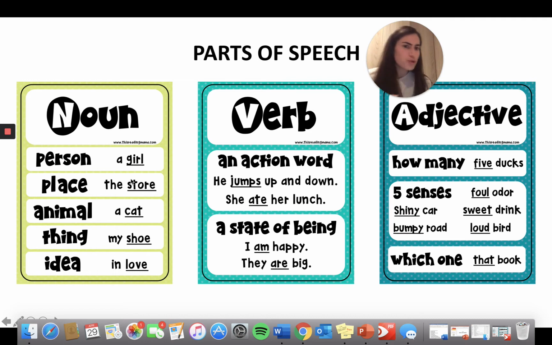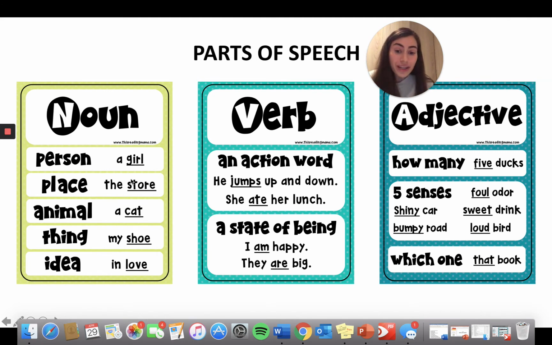Verbs, those are action words. Those are when you do things. So, he jumps up and down. She ate her lunch. Her eating, that was the action. Him jumping up and down, that was the action. Right now, me talking, that's an action. Miss Cone, I'm a person, that's a noun.